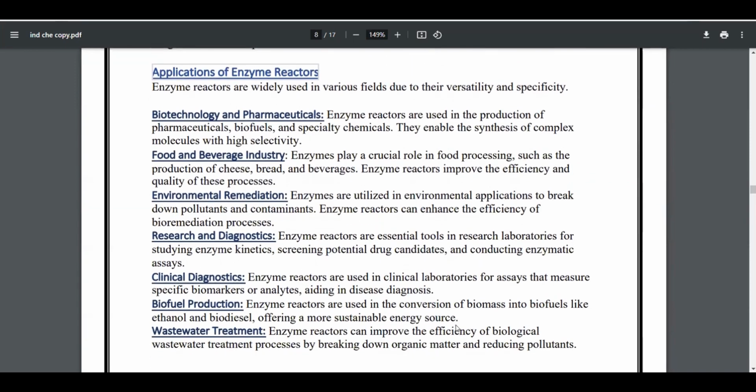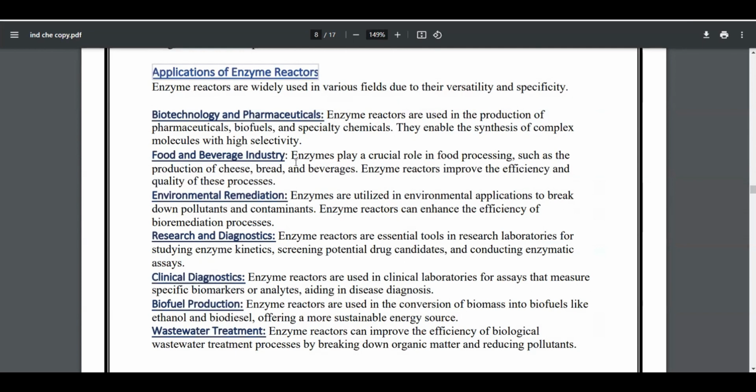Then there are some applications of the enzyme reactor, and enzyme reactors are widely used in various fields due to their versatility and specificity. Number one is biotechnology and pharmaceuticals. So enzyme reactors are used in the production of pharmaceuticals, biofuels, and specialty chemicals. They enable the synthesis of complex molecules with high selectivity.